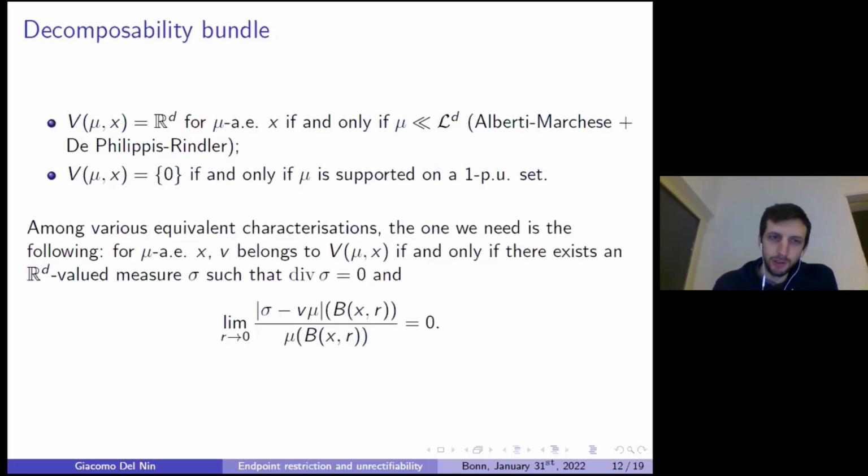And in particular, one of the equivalent characterizations which is very useful is the following. So we have that for mu almost every point, a fixed vector V belongs to the V of mu x, if and only if we can find a vector valued measure sigma, which is divergence free, and that approximates the measure V times mu at small scales near x. So we start from the scalar measure mu, we multiply it by the constant vector V, and then we ask to find the divergence-free vector valued measure sigma that approximates at small scales this V times mu.